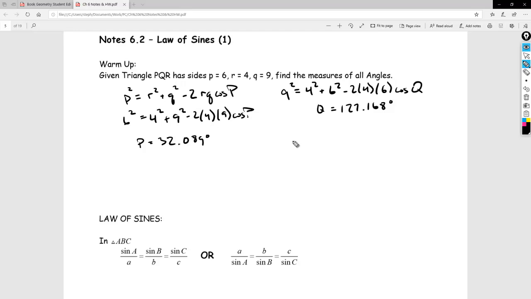Now from here we can just subtract from 180, but just for fun, let's go ahead and solve for r the harder way. So 4 squared is equal to 6 squared plus 9 squared minus 2 times 6 times 9 cosine of r. Just for practice, we plug into our calculator. We get that r is 20.741 degrees.